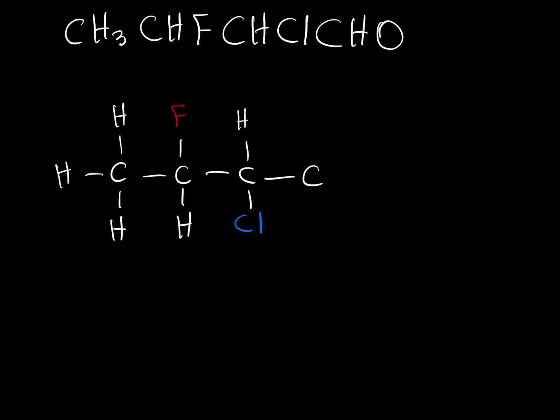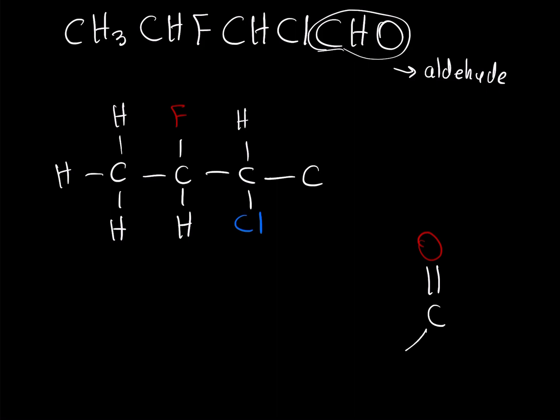So whenever you see HO or CHO together, this is going to be an aldehyde. An aldehyde looks like this. It's similar to a ketone in the sense that you have an oxygen double bonded to a carbon, but in a ketone, the carbon is attached to two other carbons. In an aldehyde, one of the carbons is replaced by a hydrogen. So aldehydes are always going to be at the end of a molecule. So it's going to be always at the right end or the left end.